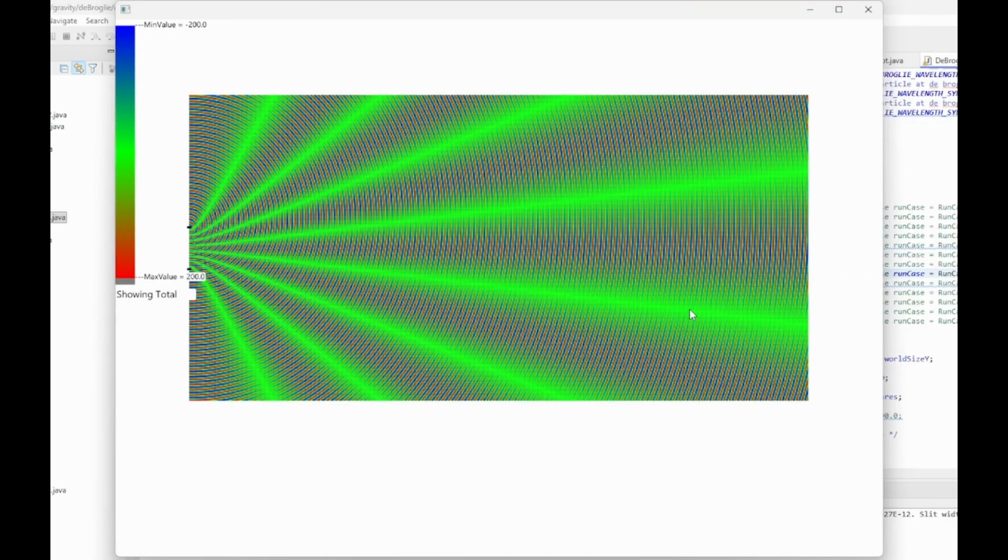Great. Cool. So what this is saying is that the de Broglie wavelength is the actual wavelength of the wave passing through space-time. It's not the wave of the particle itself.